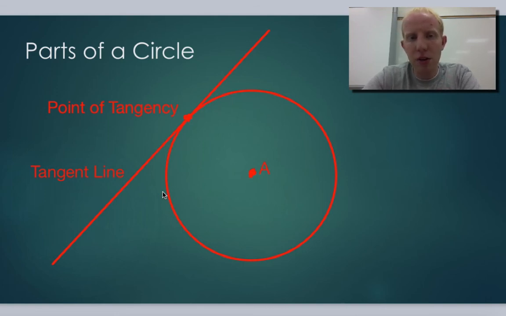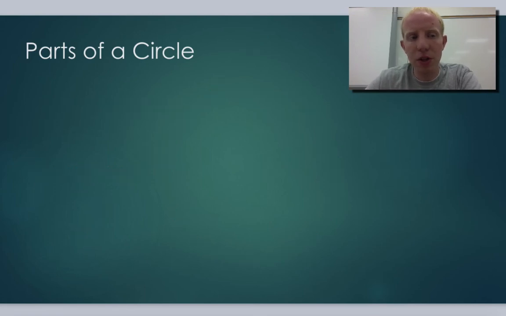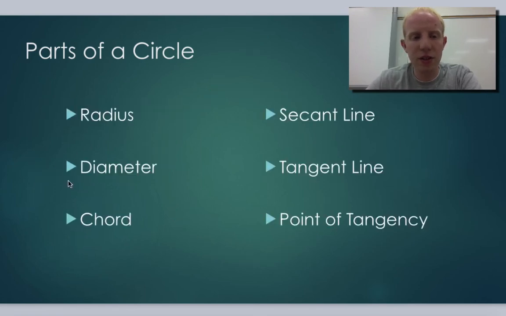So that's all the terms that we want to know. You want to make sure that you understand what a radius is, what a diameter is, what a chord is, what a secant line is, what a tangent line is, and what the point of tangency is. We're going to use those terms as we talk about circles, so you want to just make sure you understand what they mean.